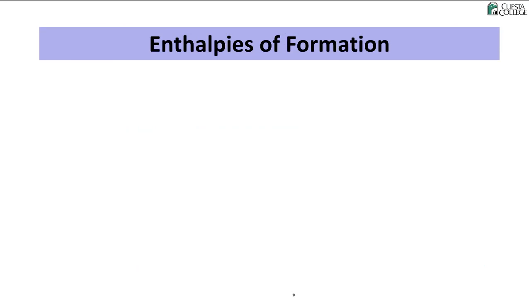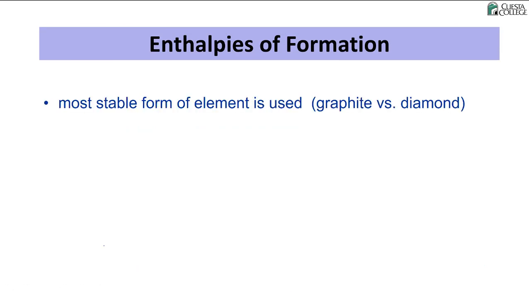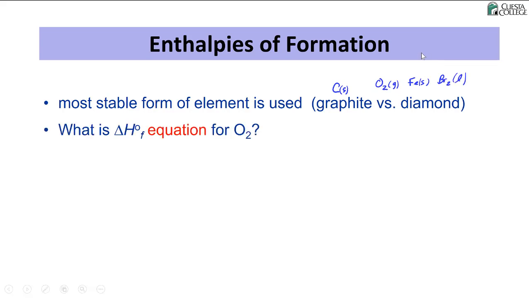Here are a few more notes about enthalpies of formation. In the reactants portion, the most stable form of the element is always used. For example, carbon graphite is used instead of diamond, but we'll just treat carbon as solid. Other elements that would be in their stable form would be oxygen gas, or iron solid, or bromine liquid. Let's think about one of these elements, O2. We could ask ourselves, what is the delta HF equation for O2? This would be for the formation of oxygen gas in its standard state from its element.